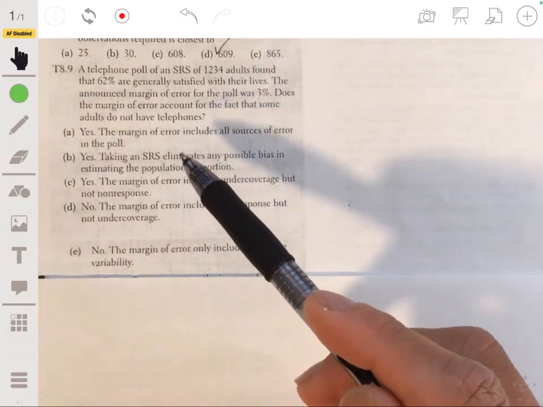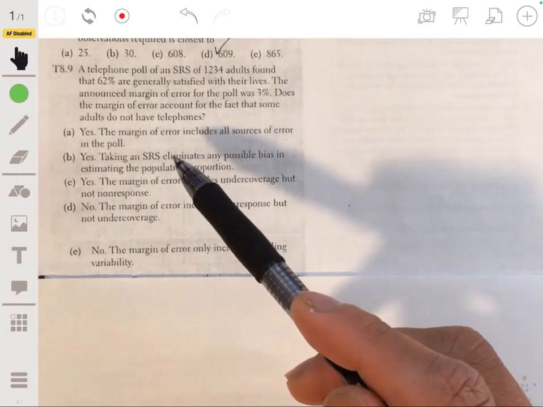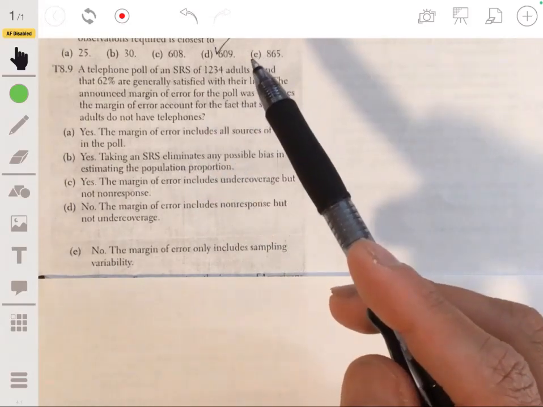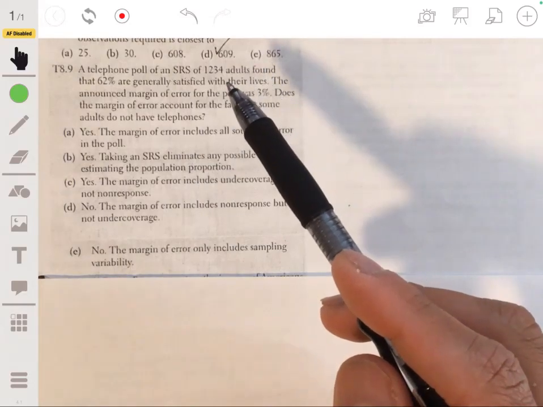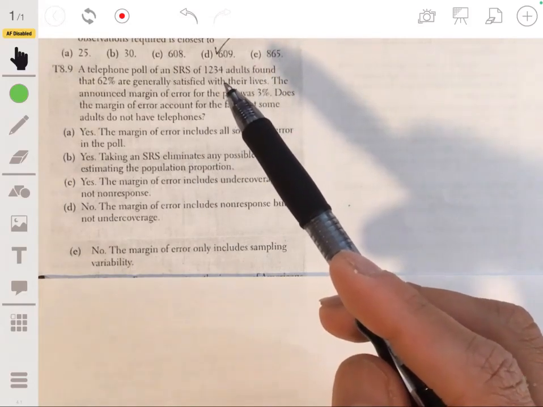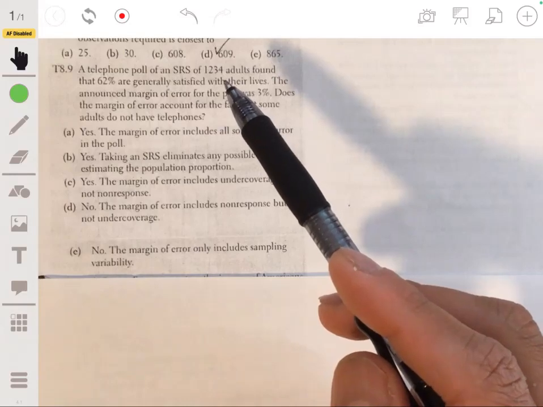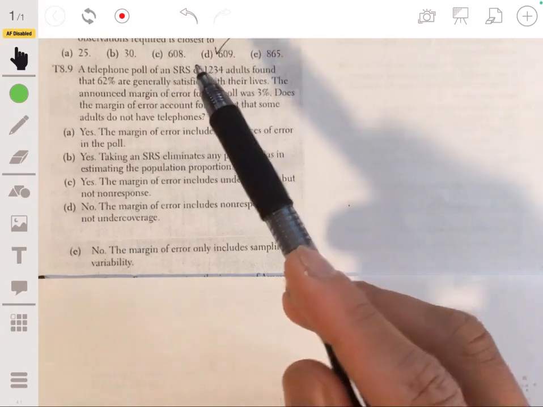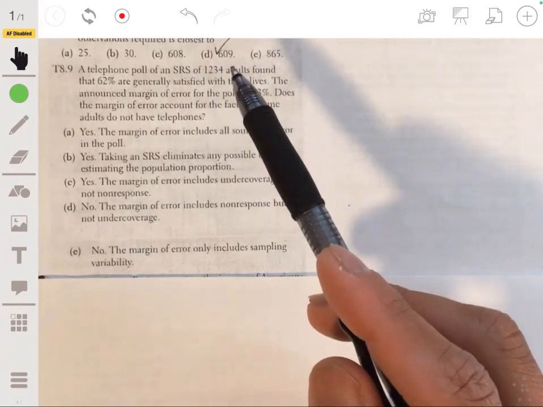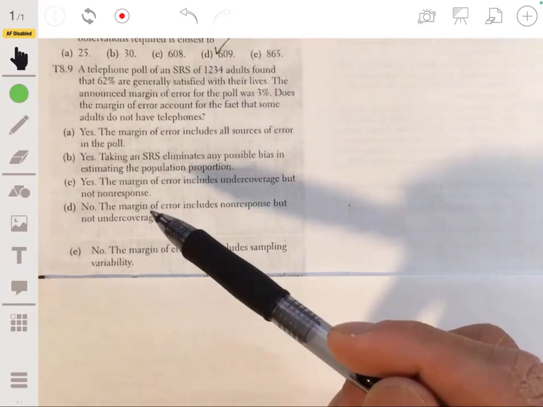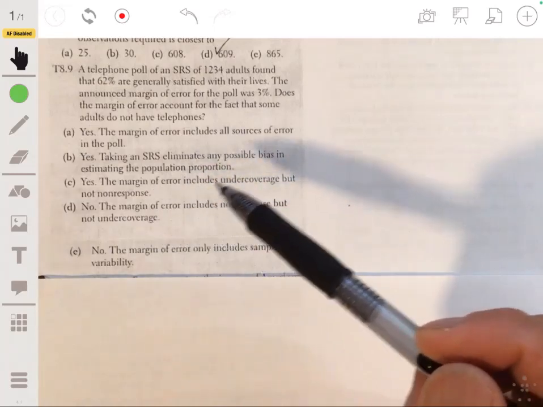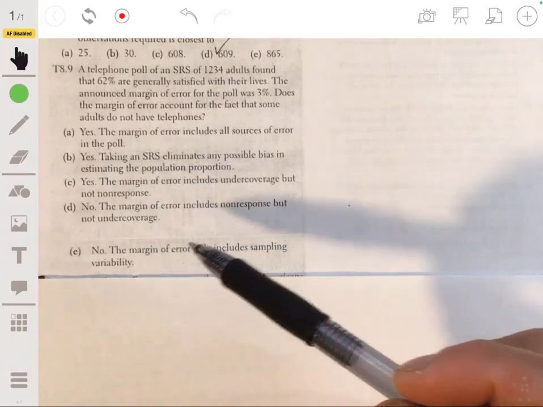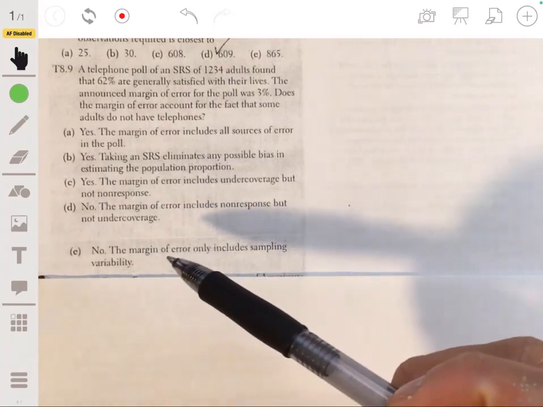It's not going to be B or C, because again, a simple random sample doesn't account for every type of bias. That's just what you have to accept. And in later statistics courses, you're going to learn more powerful methods to deal with that. But that's why it's called a simple random sample. Now D and E. So D says the margin of error includes non-response, but not under coverage. And E says the margin of error only includes sampling variability.